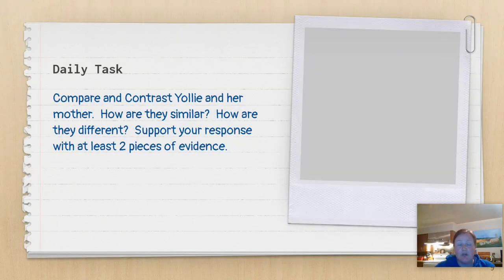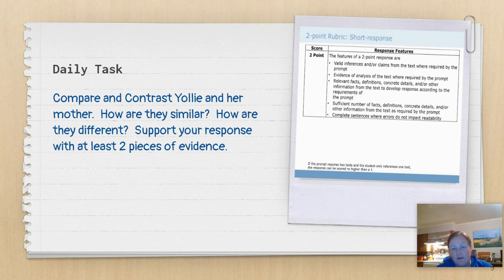Today's daily task, we're going to talk about it again. Number 5, compare and contrast Yollie and her mother. How are they similar? How are they different? Support your response with at least 2 pieces of evidence. So at this point, I'm going to remind you of how we get 2 points on a short response. This is really important because even in remote learning, I want to be really clear about what I'm looking for.